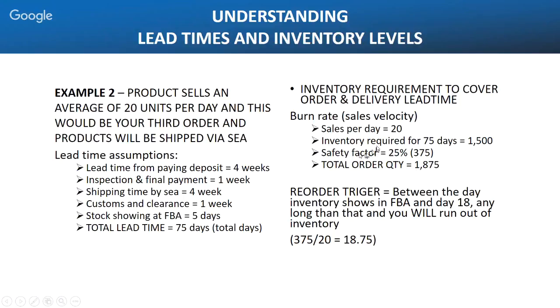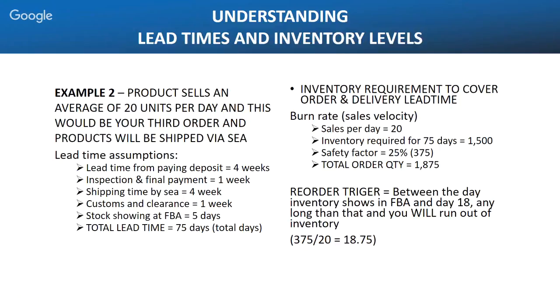Okay, let's throw a safety factor in now, just in case you sell a few more or there's a little bit of jiggery-pokery going on. So call it 25%. So 25% of 1,500 is 375. All right. So total order quantity required now is 1,875 units of our widget.